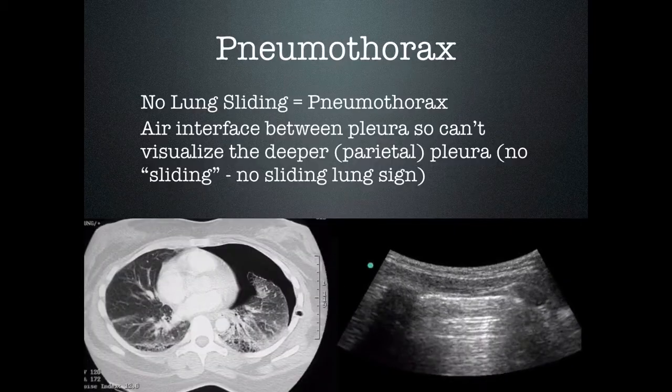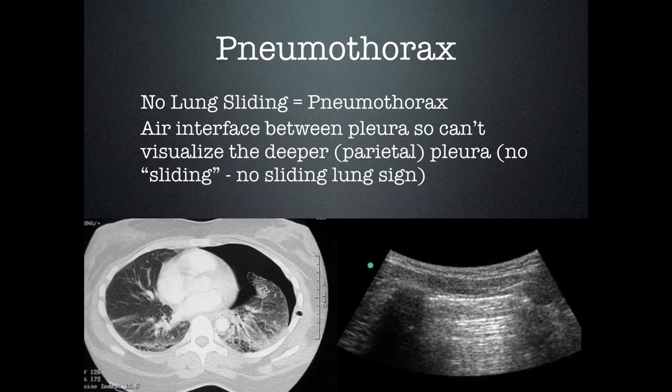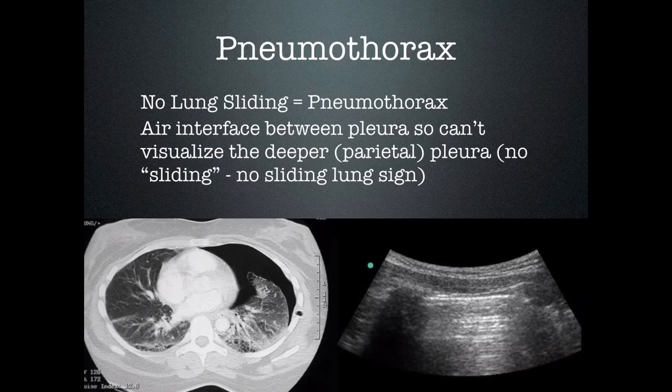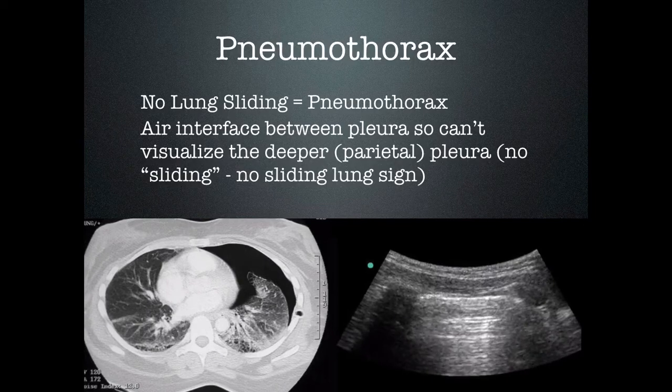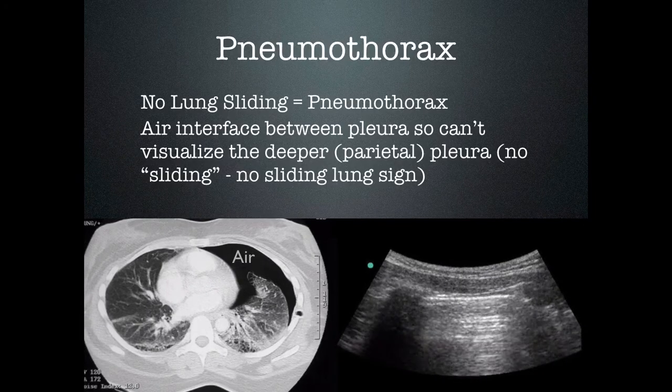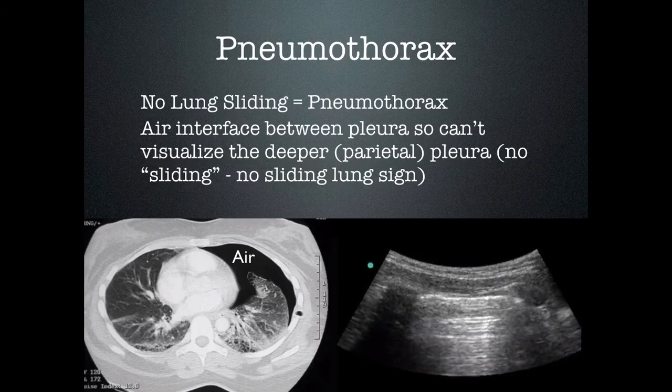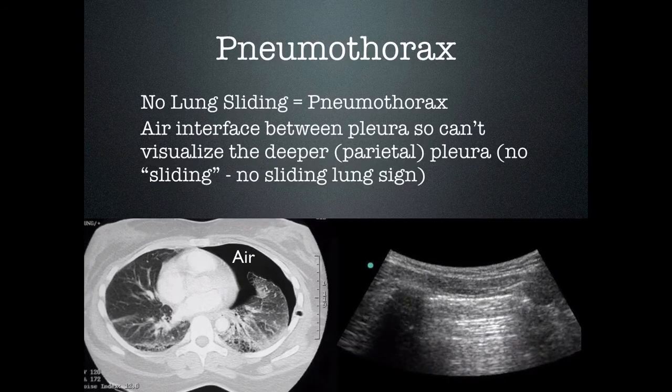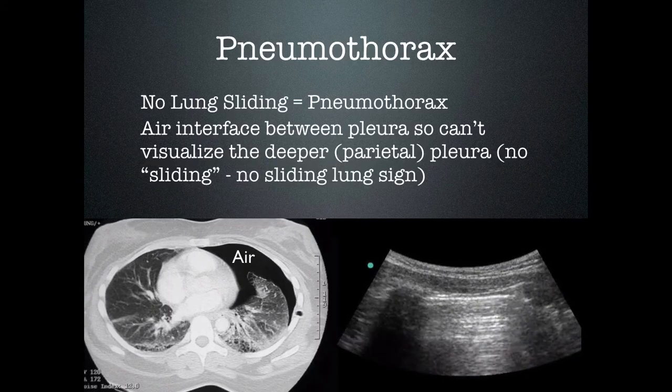So when you don't see a sliding lung sign, you have to think that there's something in between the two pleural surfaces which prevents you from seeing the deeper or visceral pleura. In this case, it's air. And air is our enemy. It is the enemy of ultrasound, and we cannot see through air.